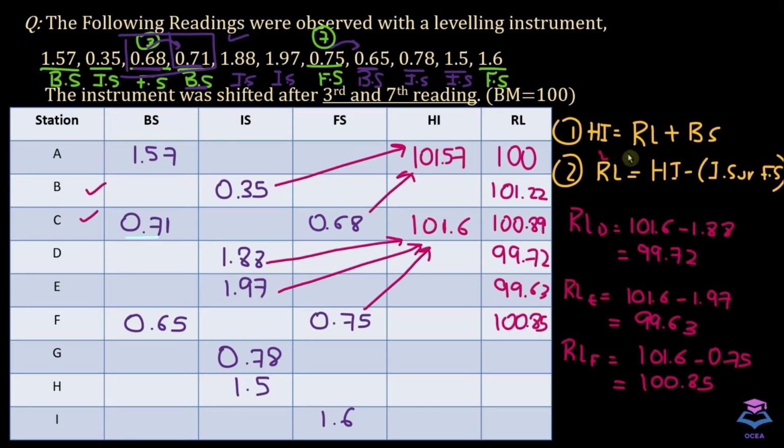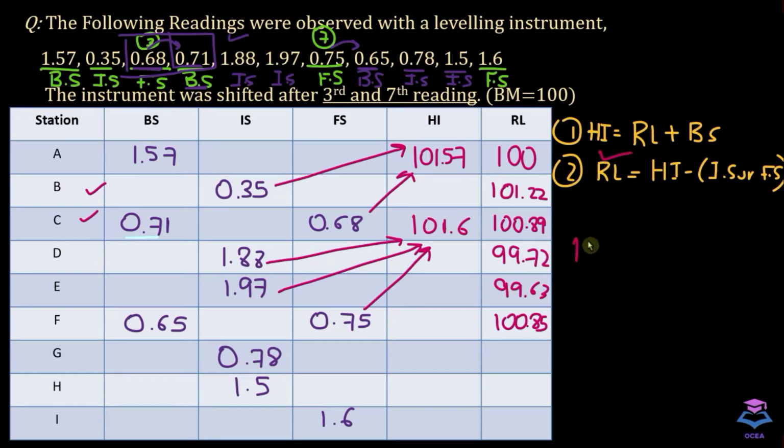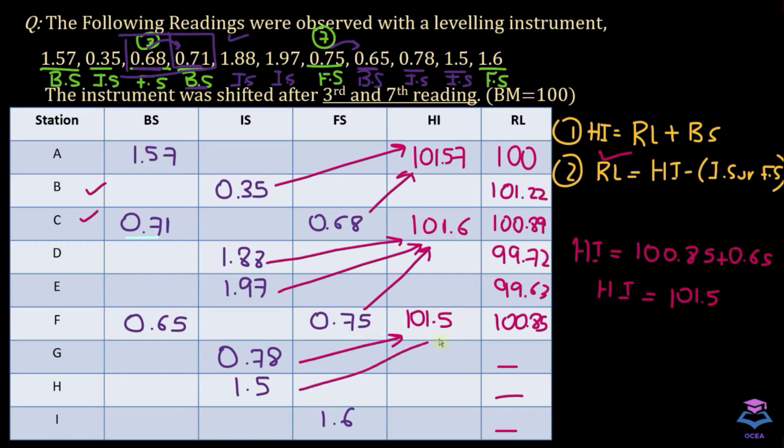And reduced level at F point is equal to 100.85 using this formula. And again, since the instrument changes its position here, after taking this reading, we need to calculate HI again. So HI is equal to reduced level plus BS, 100.85 plus 0.65. And it gives us 101.5. And then again, if we need the reduced level of these points, we just have to subtract each of these staff readings from 101.5 to obtain the reduced level at these points.